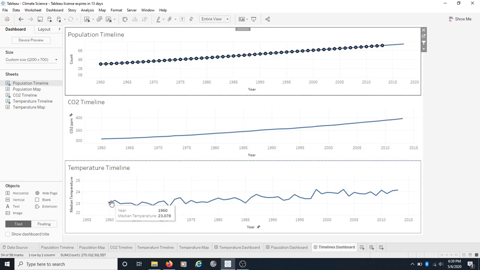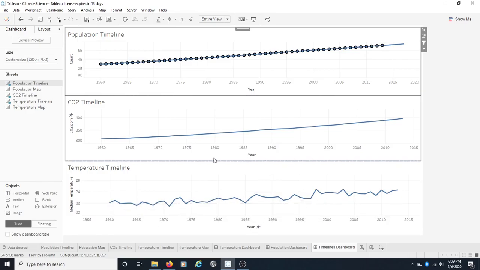Temperature. That's actually really weird. It surprises me that there's a lot more variance in temperature than in CO2 or population. And I'm not really sure what to make of that. And bear in mind, we're talking about global median annual temperatures. So that's a lot of variance, actually.